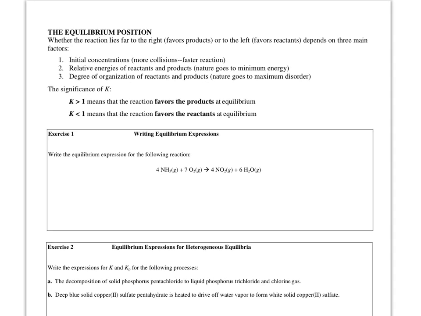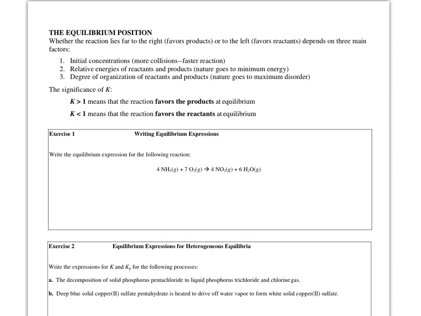Okay, so the equilibrium position, understanding what K means. Whether the reaction lies far to the right, meaning it favors products, or to the left, favoring reactants, depends on 3 things. There are 3 important things that determine: is this going to make more product before it levels out, or more reactant? And those 3 things are really easy. One is your initial concentrations. This hits back to kinetics. The more collisions, the faster the reaction happens, and higher concentrations are going to tend to reach equilibrium a little faster.